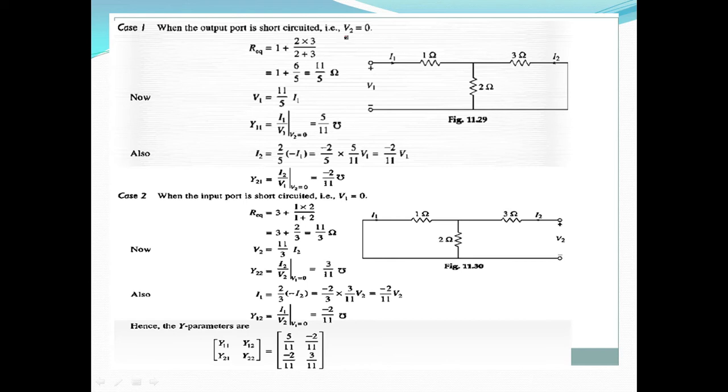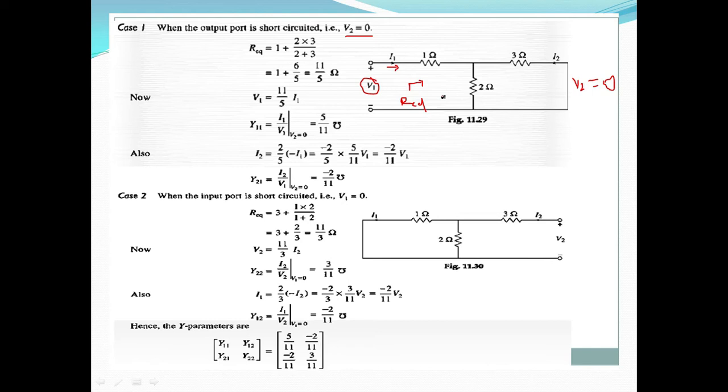Then, in the first case, when the output port is short circuited, that is V2 equal to 0, it acts as a short circuit. Then first we have to find the R equivalent. Here the V1 source is available, and due to V1 the current I1 is able to flow through the circuit. Here we find the R equivalent circuit.